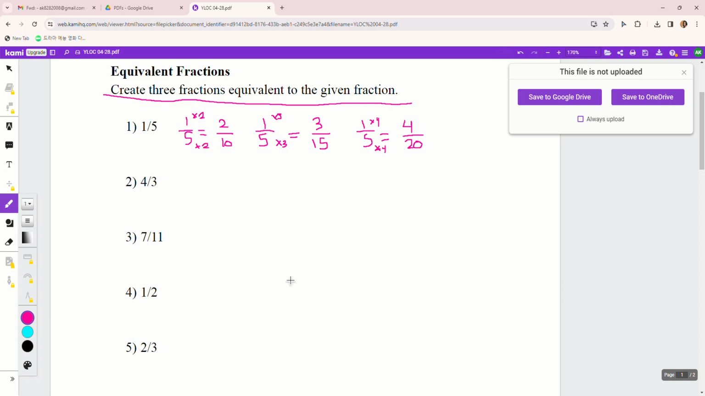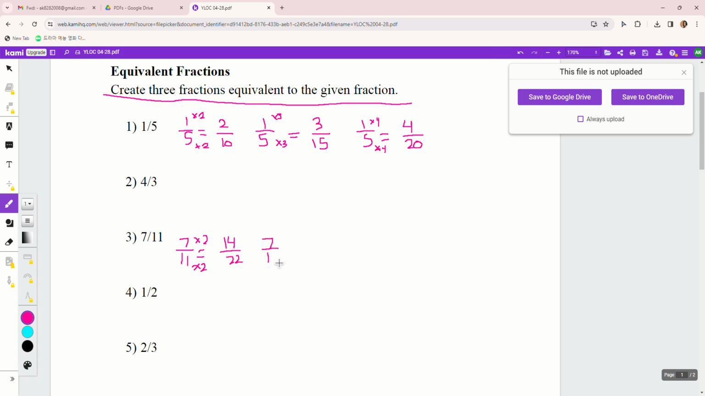Next is number 3. So 7/11. If you multiply each side by 2, that gives you 14/22.